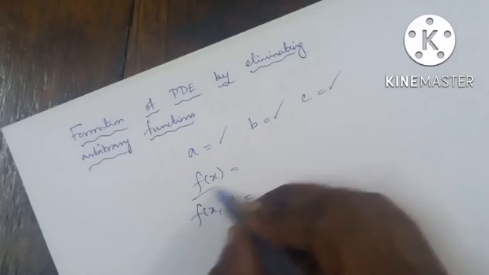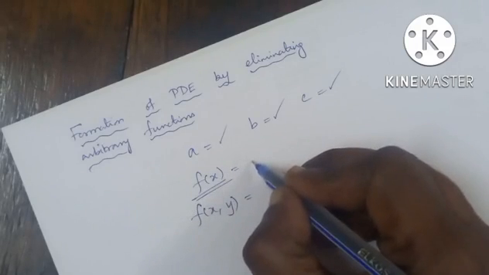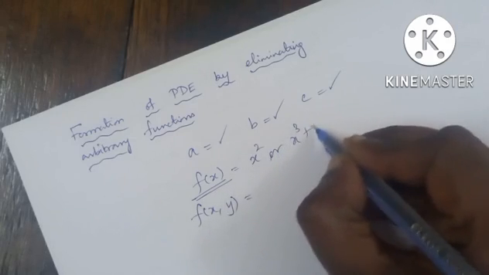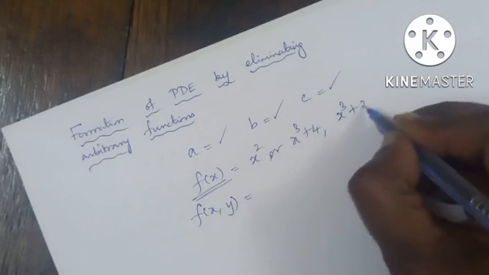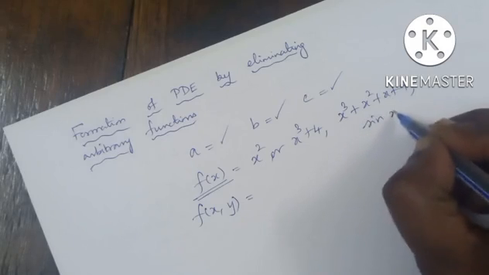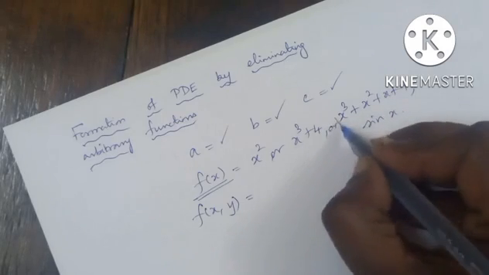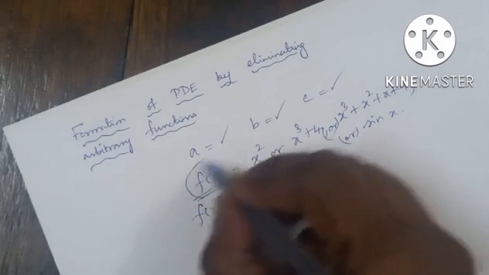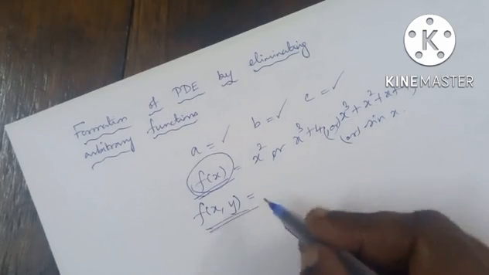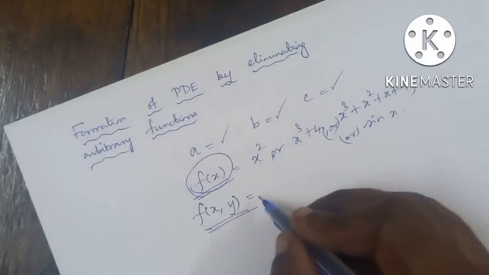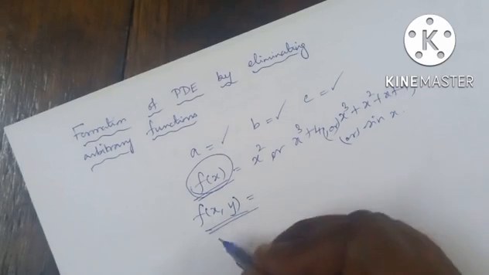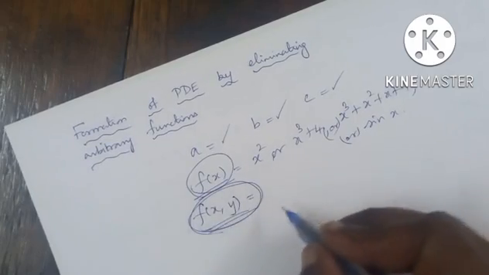Arbitrary function, f of x can be of anything: x squared, or x cube plus 4, or x square plus x plus 9, or even sin x. f of x can be of anything, which we call an arbitrary function. Similarly f of x comma y, which is x cube plus y, x square plus xy square plus xy. So it is arbitrary. It can be of anything.